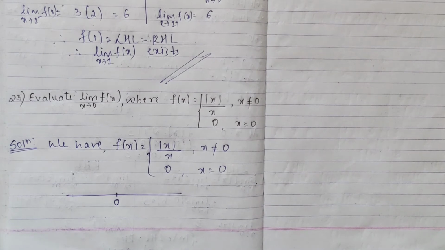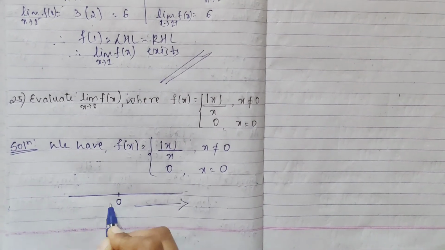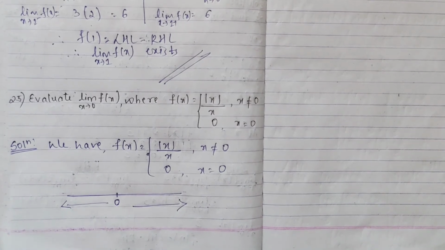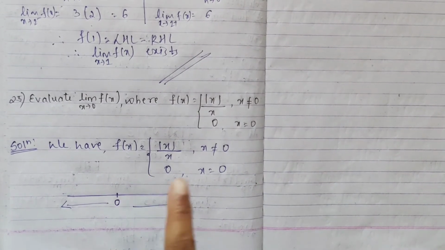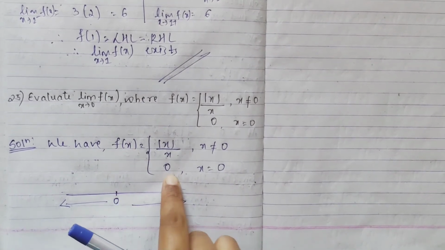Now you see how your number line will be: 0, greater than 0 and less than 0, right? Now you see what it is telling: at x equal to 0, the function is already 0.